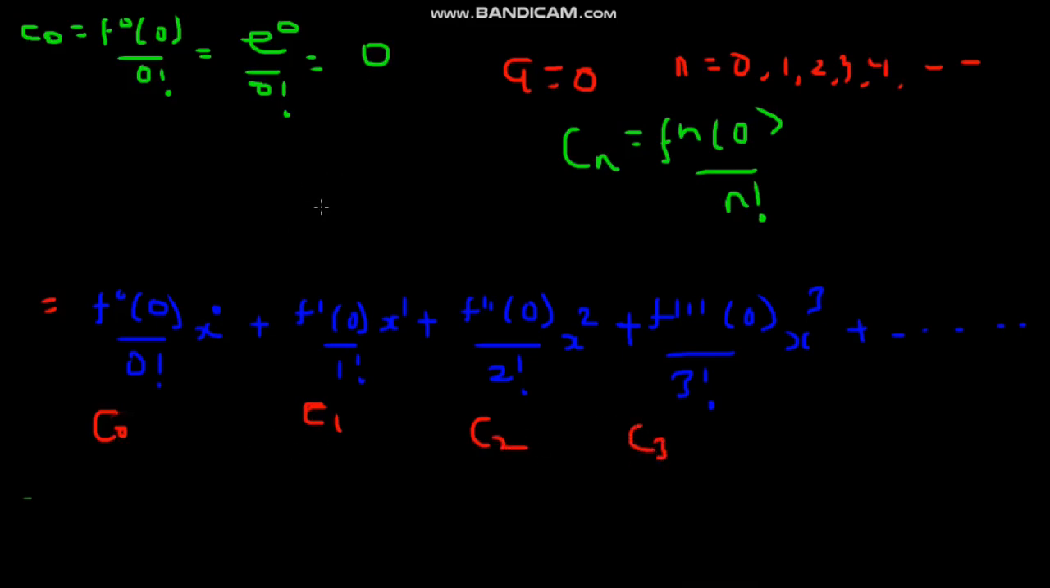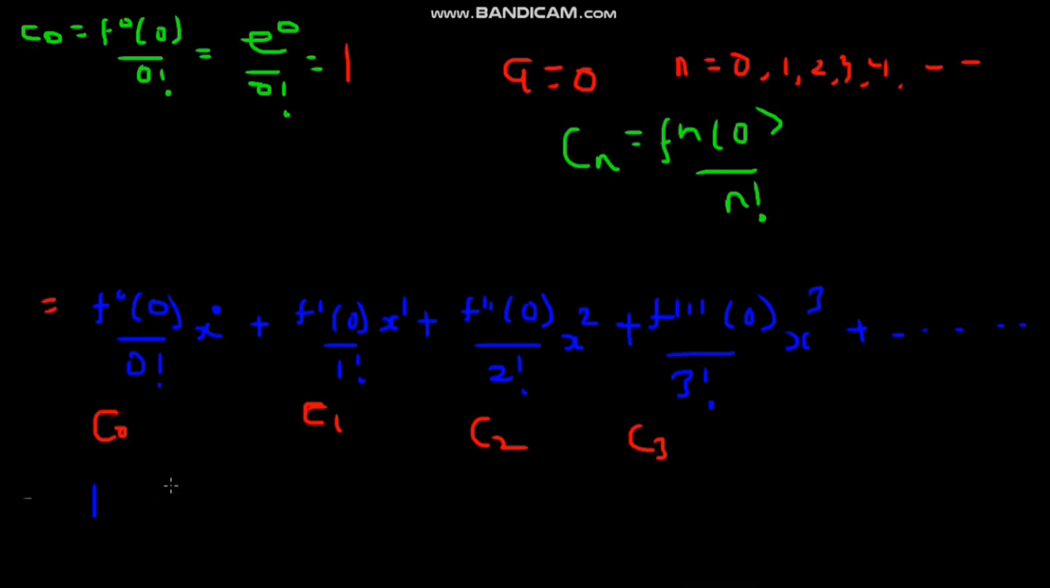So now you've got our c sub 0 to be the exponent of 0 over 0 factorial, and that gives me 1. So I can come and write my 1 here.